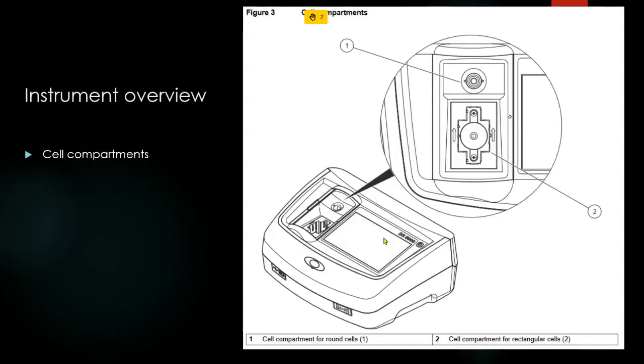If we open the cover, inside we can see the cell compartments. There are two main cell compartments. This one is the one that we will use, a round cell compartment specific for the cuvette test, while the other compartments can be used for different cuvettes, rectangular or square cuvettes. But you have only round cuvette tests, so we are interested only in this one.